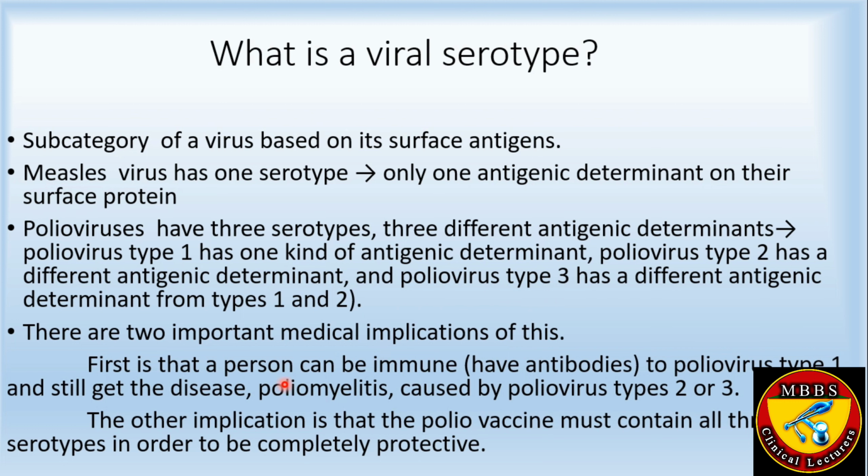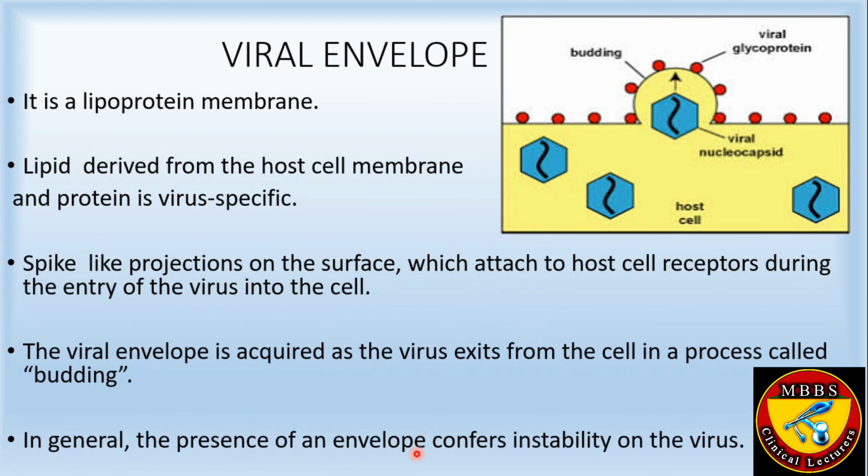So, if a person is immunized against polio type 1 virus, he can still get the disease poliomyelitis caused by polio virus type 2 and 3. So, for a person to not have polio disease by any type of serotype, the polio vaccine must contain all 3 serotypes in order to be completely protective.